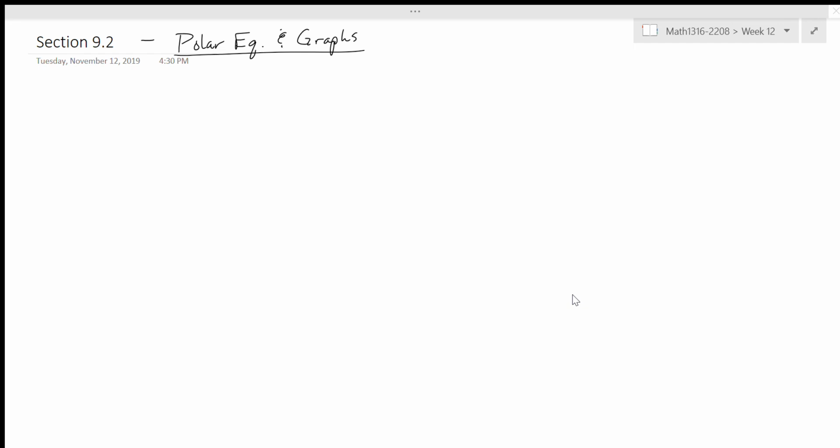L-E-M-N-I-S-C-A-T-E. Lemniscate. And what happens if I change from cosine to sine? Is it still a figure 8? Yeah? Okay, so there's your lemniscate. And hang tight, I got one more here. We've got a sine of, let's say, b theta.